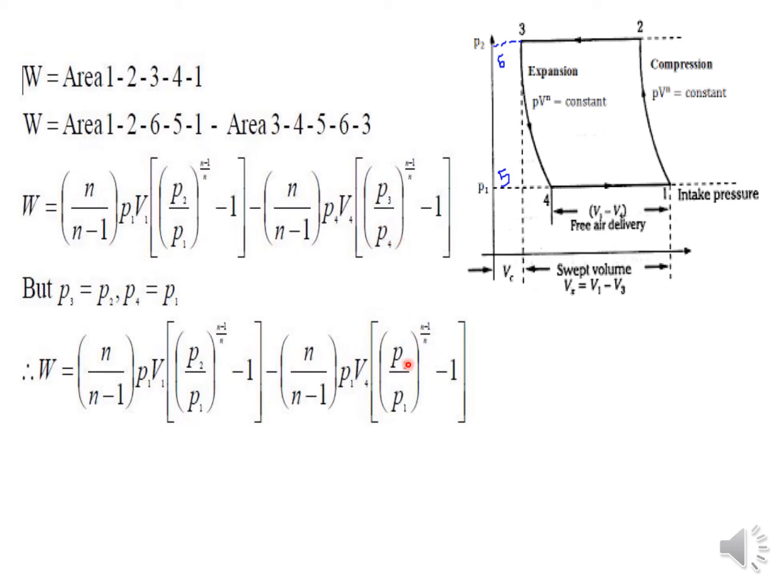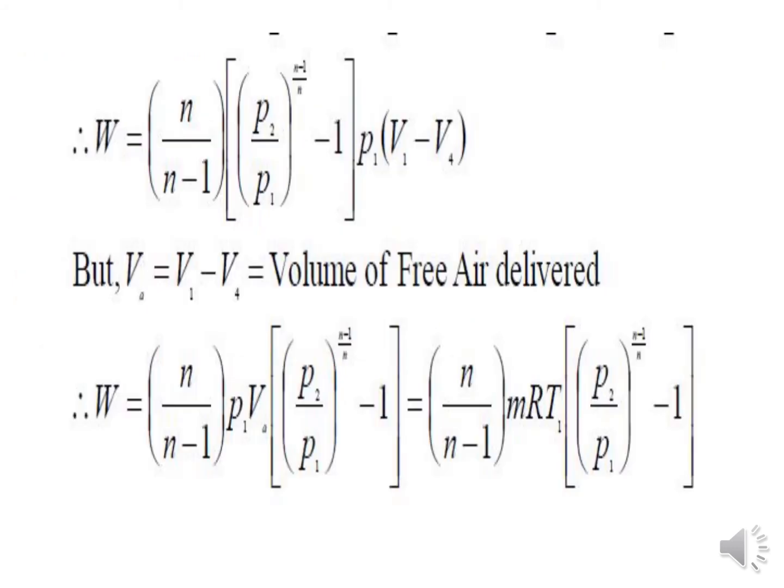Same equation I write. So here you can observe, this term n divided by n minus 1, this whole bracket and this whole bracket, and this p1 term and this p1 term, all are common in this. Only change is V1 minus V4. V1 minus V4 is free air delivery. You can substitute VA in that case. So just see in the next slide.